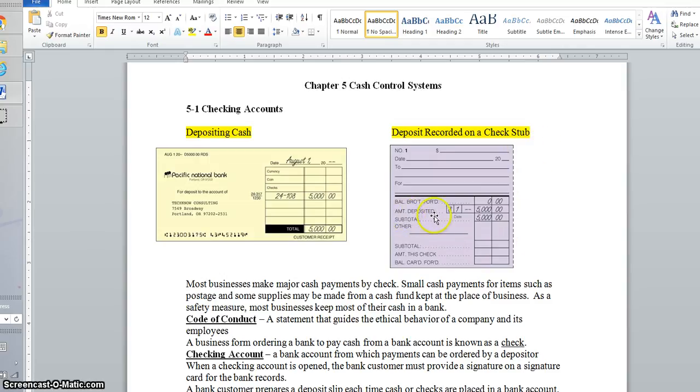So here is amount deposited. It looks like 8-1 for $5,000, and it's showing up right here on our check stub. This is check number 1, and if we were to write somebody a check, we would write the amount here, the date, who we're paying, and what we're buying. And then we'd record that information here and carry that balance forward onto the next check.